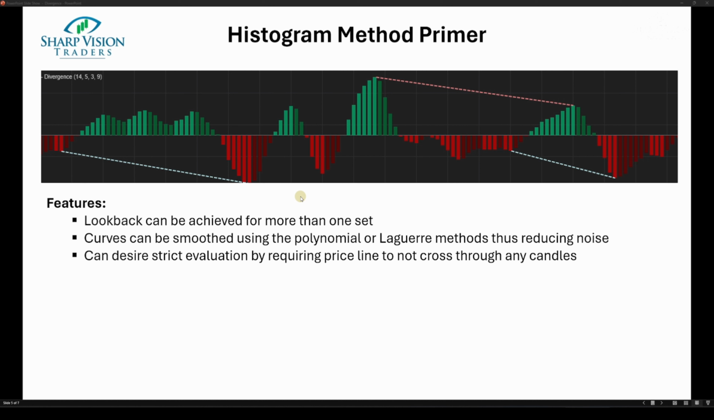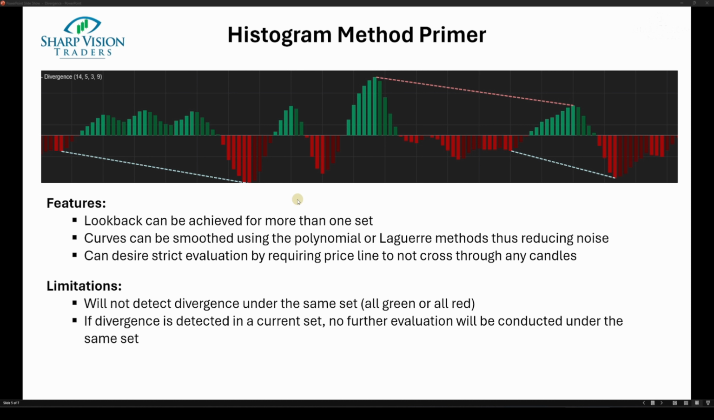However, users should be aware of certain limitations designed to reduce clutter and provide more meaningful evaluations. Firstly, no divergence will be evaluated within the context of a single set. Secondly, once a divergence is detected between sets, no further divergence evaluations are conducted. This approach helps focus on the most significant market signals.